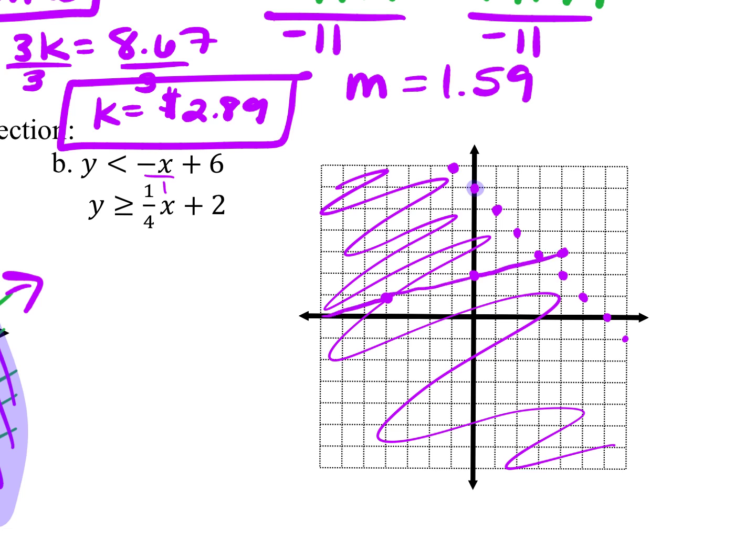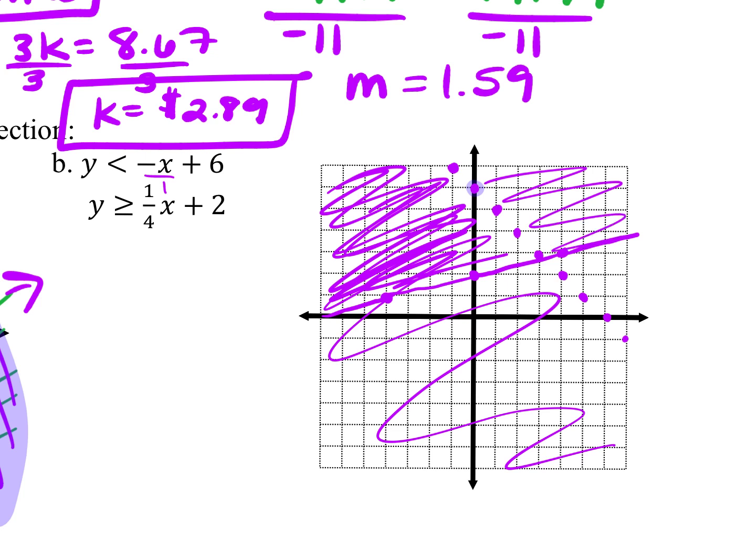This one's a solid line. So that one goes up 2. Yep, and the overlap of those two things then is, yes, that top left corner. Does that make sense? Rise over run with your slope.